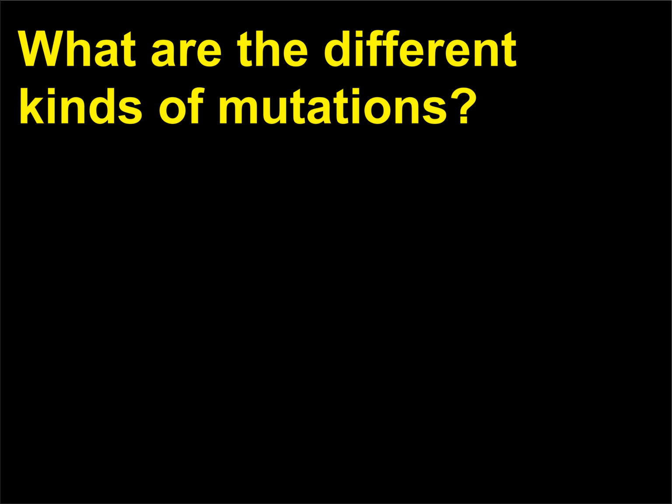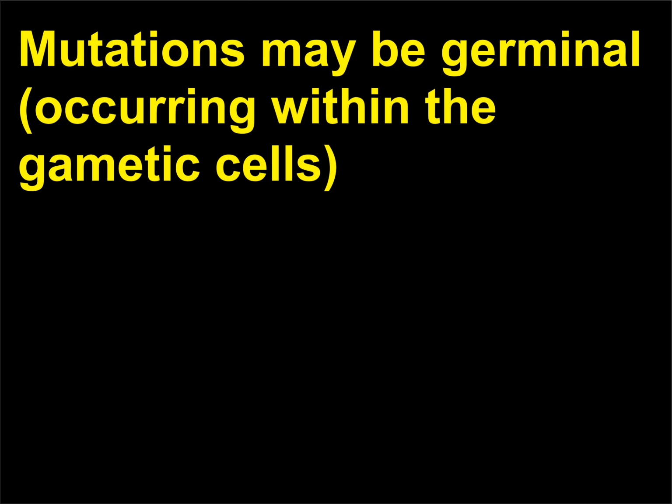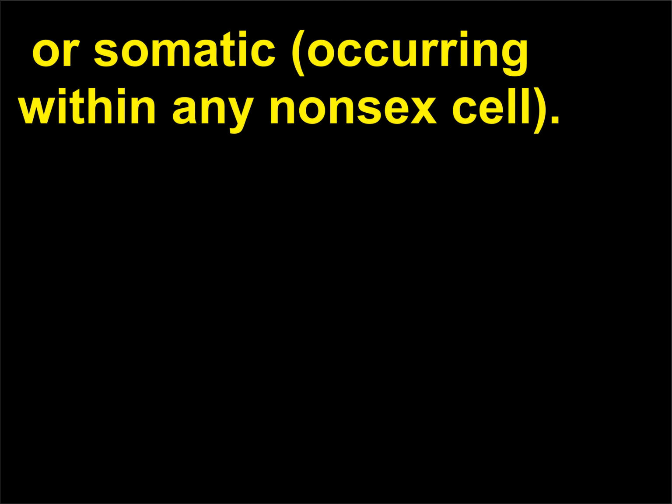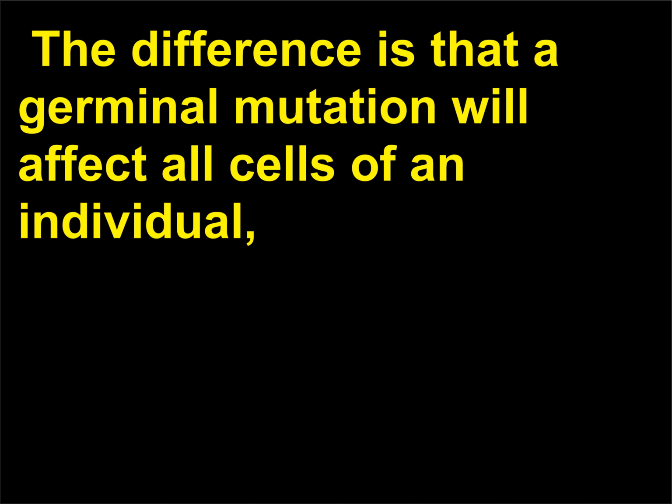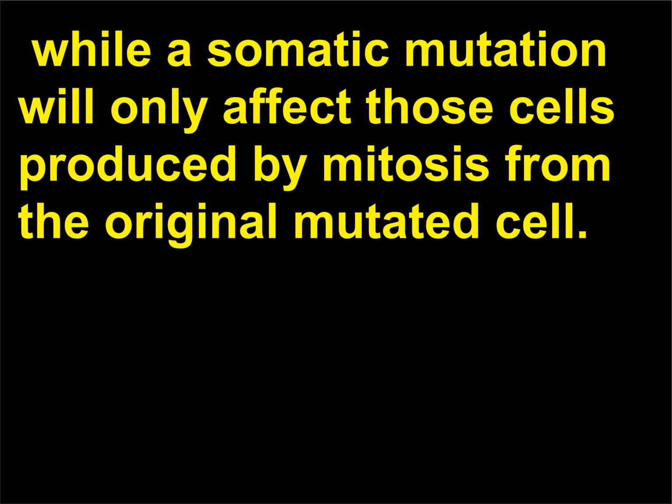What are the different kinds of mutations? Mutations may be germinal, occurring within the gametic cells, or somatic, occurring within any non-sex cell. The difference is that a germinal mutation will affect all cells of an individual, while a somatic mutation will only affect those cells produced by mitosis from the original mutated cell.